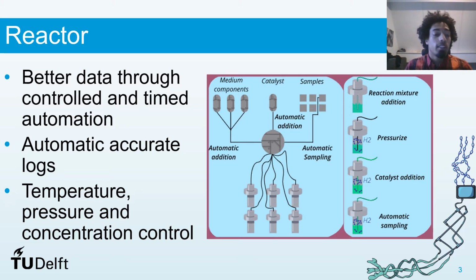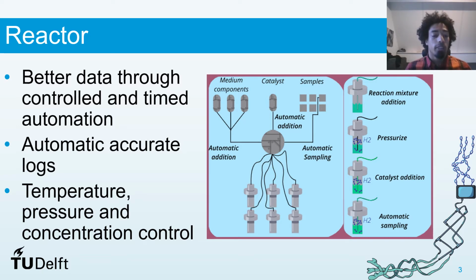It automatically logs accurate timings for additions and extractions. It adds the reaction mixture, then pressurizes, then adds your catalyst, and then does automatic sampling, which means that now the start of your reaction isn't a vague moment in time anymore. It is quite defined as the moment when the catalyst was added. This gets a timestamp. All the samples extracted from your reactor get timestamps. And this means data is more reproducible and more reliable.